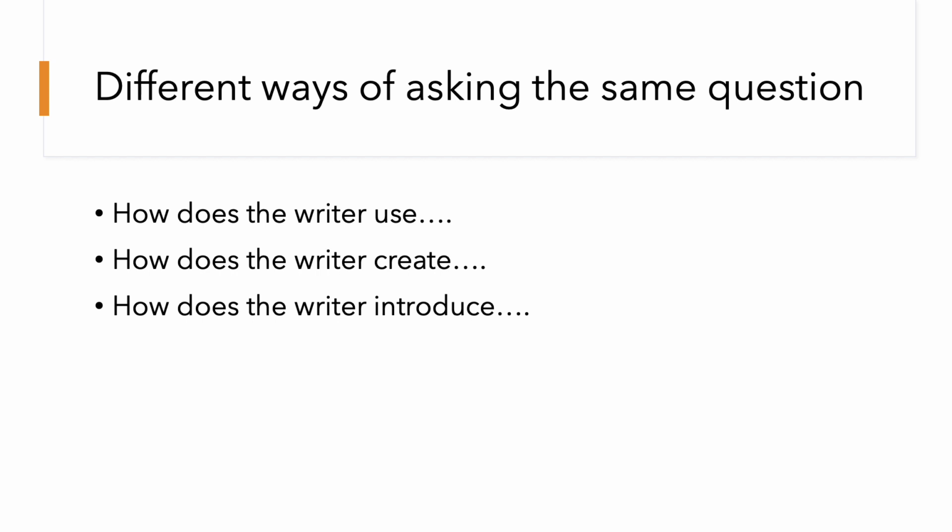You'll be asked questions such as, how does the writer use? How does the writer create? How does the writer introduce? You can have any number of verbs at the end of that sentence, but it's basically asking you the same thing. So, to answer the question, we need to look at how a writer does anything. What does a writer actually do?